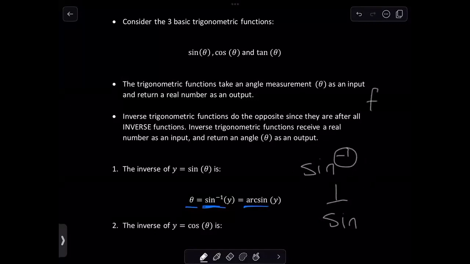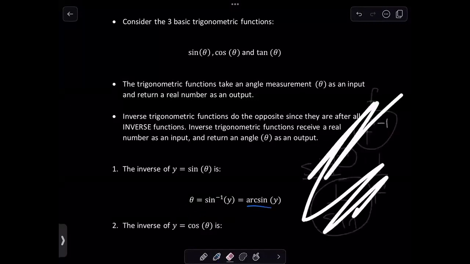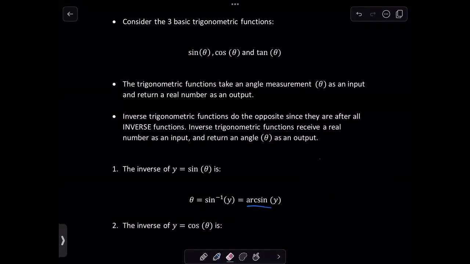Just as when you had f and then f inverse, it does not mean 1 over f. Here your function is sine. It does not mean 1 over sine. That's really why I like to use arc sine most of the time with a lot of new students, because then they don't confuse it with the reciprocal function 1 over sine. Okay, so that's the inverse of sine.